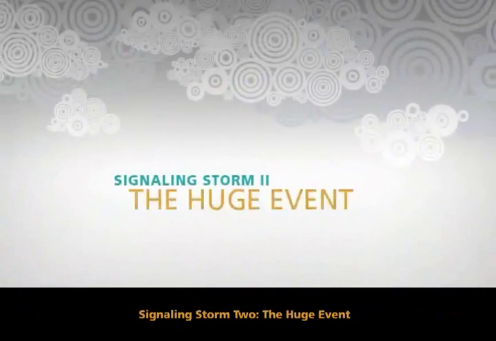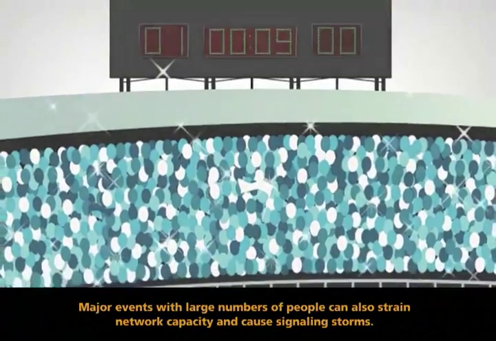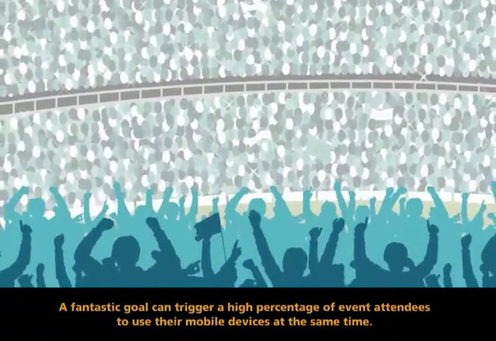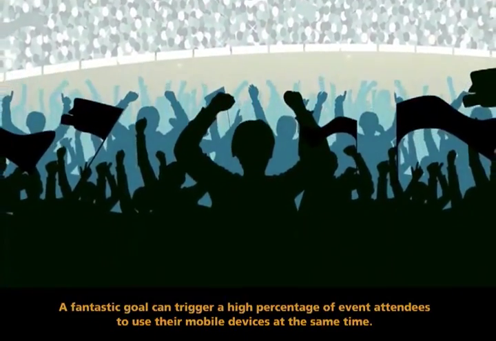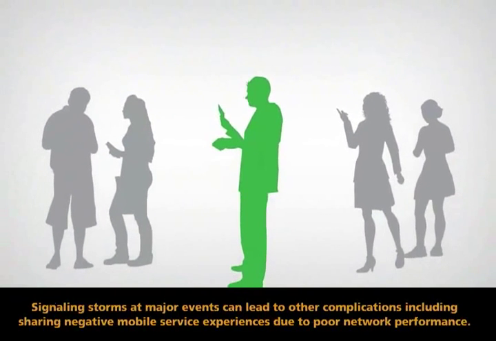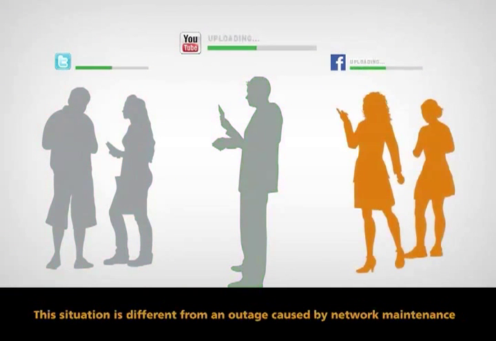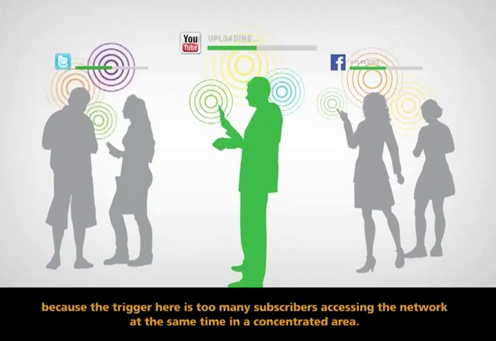Signaling Storm 2, the huge event. Major events with large numbers of people can also strain network capacity and cause signaling storms. A fantastic goal can trigger a high percentage of event attendees to use their mobile devices at the same time. Signaling storms at major events can lead to other complications, including sharing negative mobile service experiences due to poor network performance. This situation is different from an outage caused by network maintenance because the trigger here is too many subscribers accessing the network at the same time in a concentrated area.